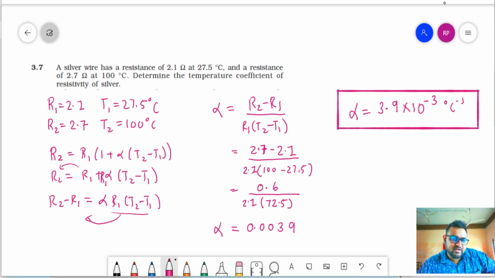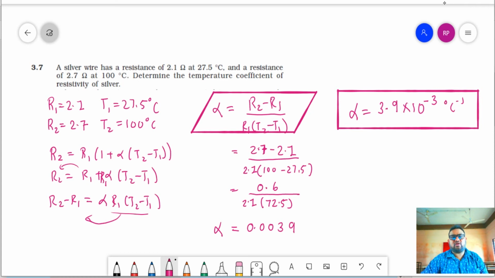Okay, so remember that when you need to find out the value of the temperature coefficient, and if you are having the value of R2, R1, T2, T1, you can directly use this formula. This will be our shortcut, when you need to find out the temperature coefficient.